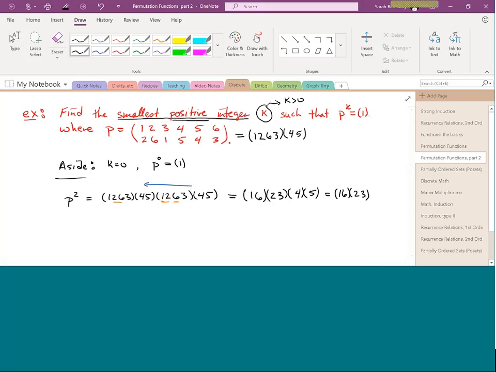So that would be p squared. Note, p squared is not the identity, so k can't equal 2. So that means we have to keep going. So p cubed is the same as p squared times p. So we'll write down p squared, which is (1, 6)(2, 3). We write down p, which is (1, 2, 6, 3)(4, 5).